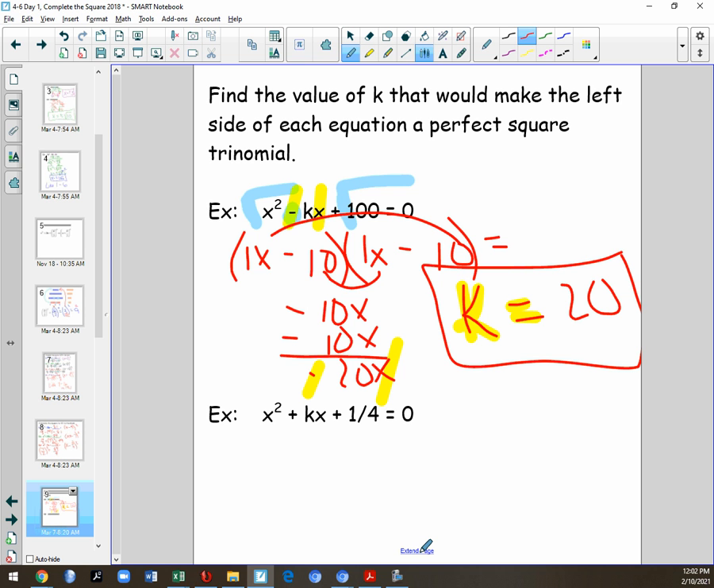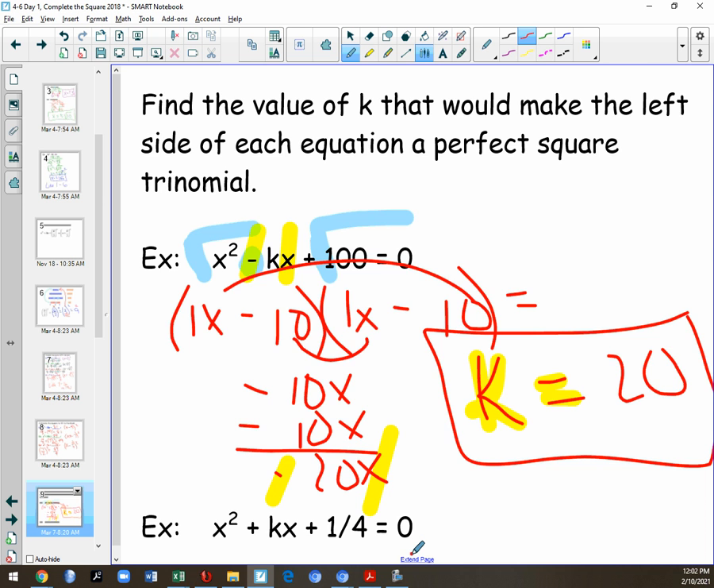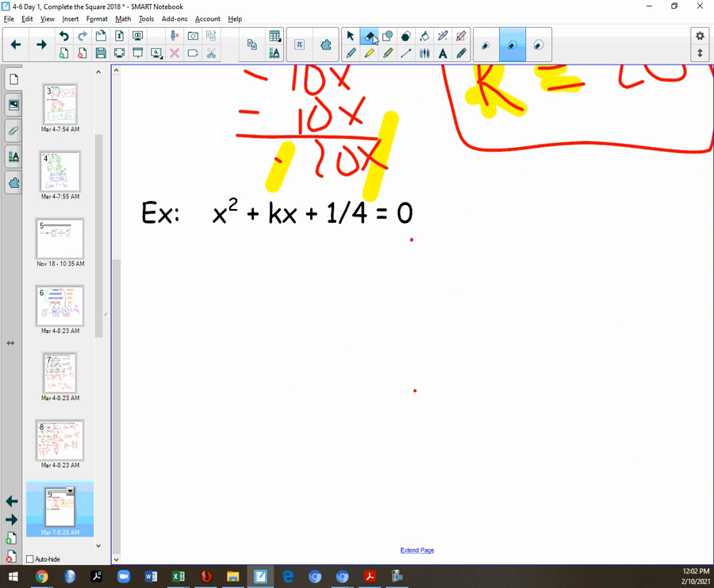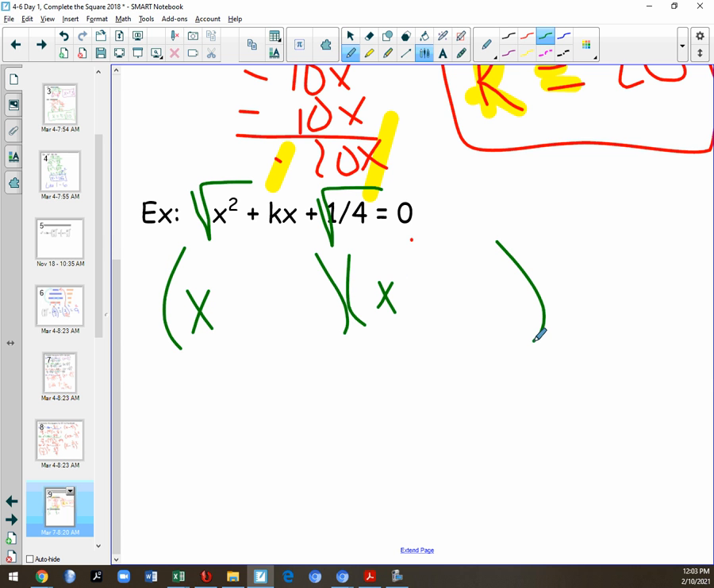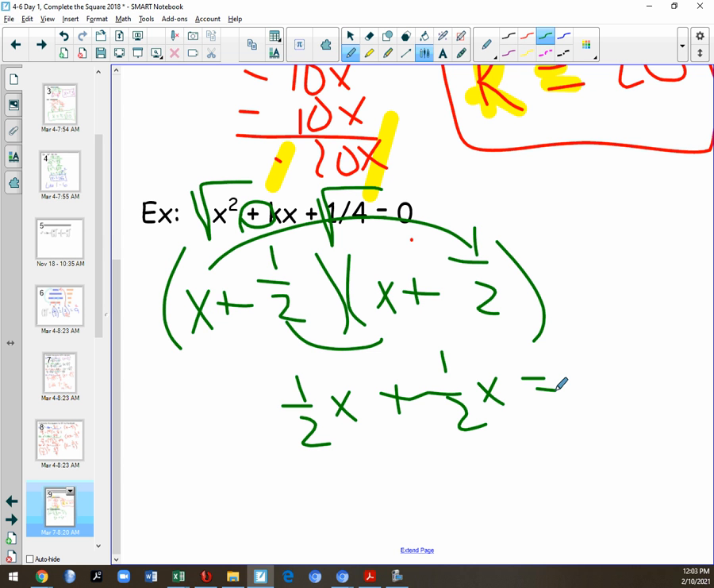Let's do that again. Same exact thing. Remember what I did. I took the square root of this, and I took the square root of this. So that's going to be an x and an x. I need to have plus, plus. Why? Because my middle term is plus. The square root of 1 is 1. The square root of 4 is 2. Inner gives me 1/2 x. Outer gives me 1/2 x. Half a candy bar plus a half a candy bar is a whole candy bar. So that means k is simply equal to 1.